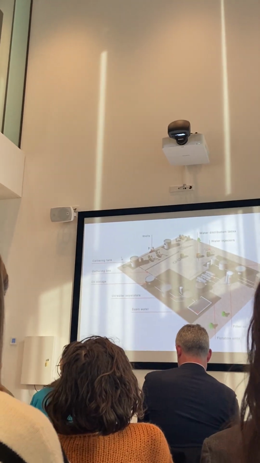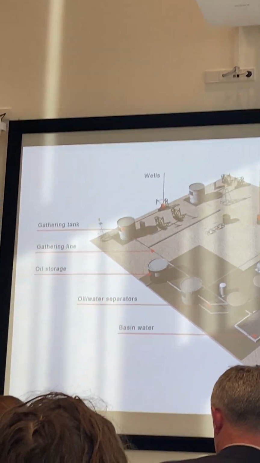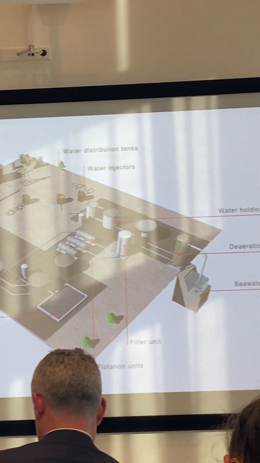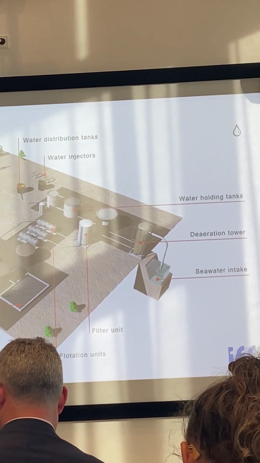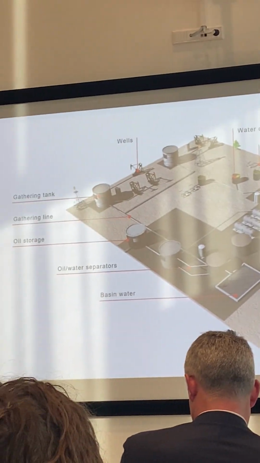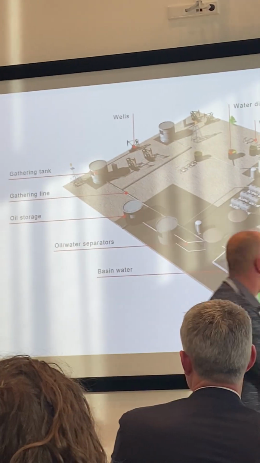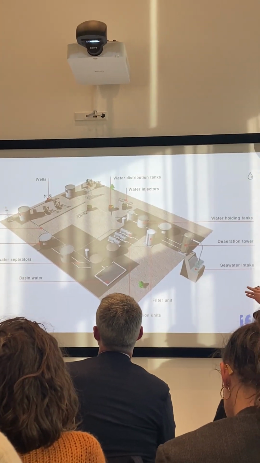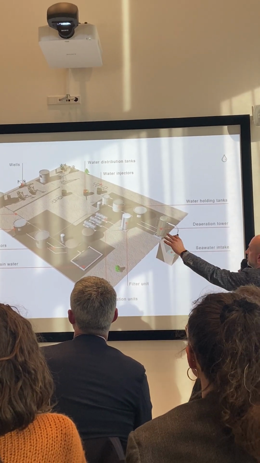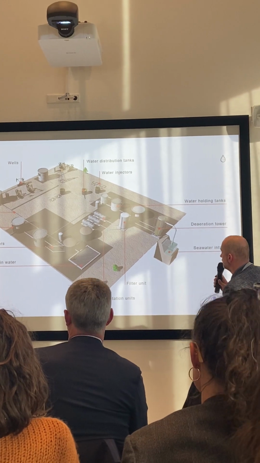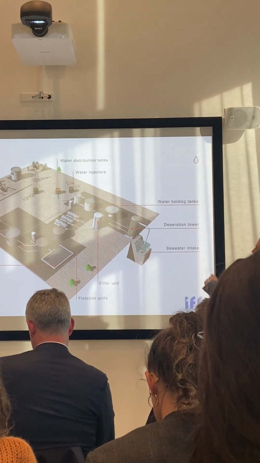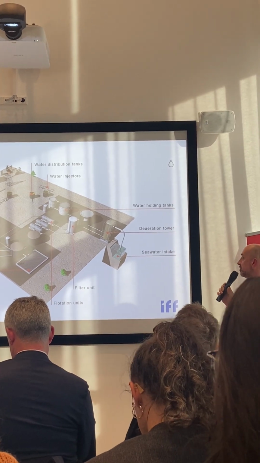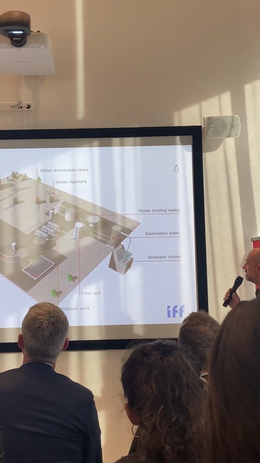So here's an example of a water treatment site, in this case an oil field. You see all these different elements, gathering tanks, gathering lines. You see a seawater intake here. You see a deaeration tower. Deaeration tower means that you go from an oxygen-rich to an oxygen-poor environment. There is a temperature decrease over the entire system. There are water injectors. You see there are recycle loops. So all of these elements has its own unique ecosystem in that matter.